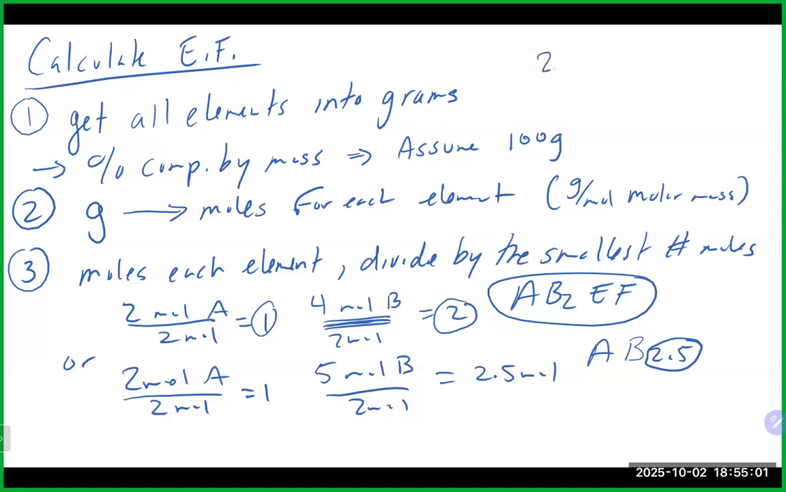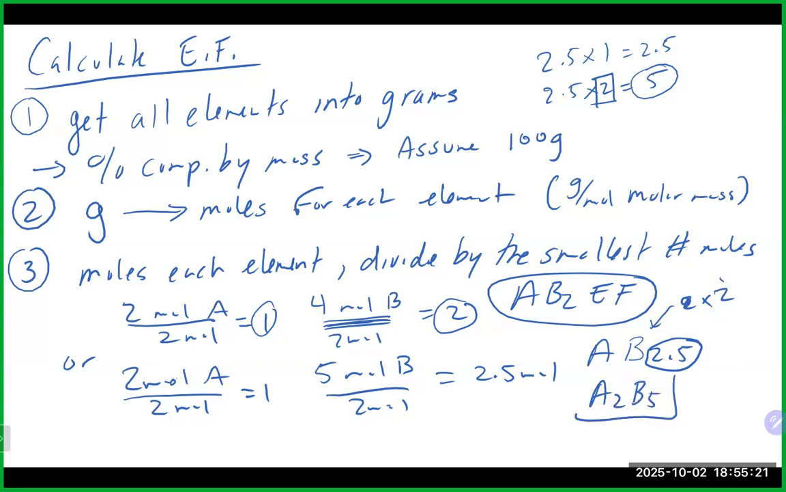So you could do a process like 2.5 times 1 is 2.5. 2.5 times 2 is 5. That looks like a whole number. So I do want to multiply everybody there by 2. And that would give me A2B5 as my proper empirical formula. So sometimes it's too far to round, and you need to find a factor to multiply that formula by so that you end up with all whole numbers. Common endings where it's considered kind of too far to round.